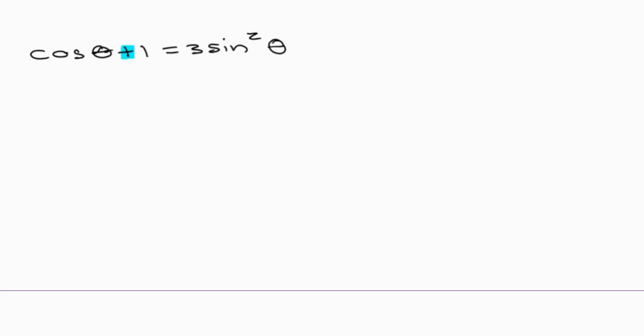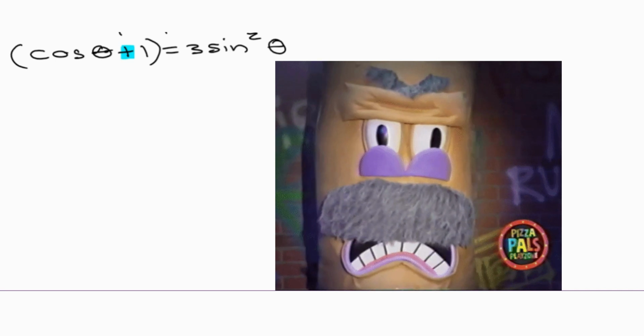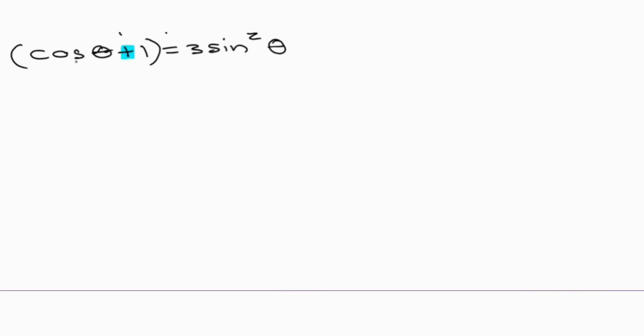Whenever you see a plus or minus, basically this is a binomial. You bracket it. I like to call it a strict parent. The strict parent is not going to allow the cos to go anywhere. It's going to be housebound between these two brackets. So what can we do then?